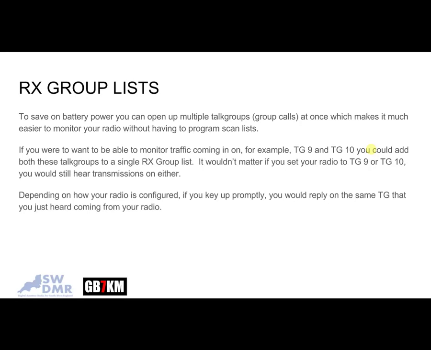If you want to be able to monitor traffic coming in on, for example, talk group 9 and talk group 10, you can add both those talk groups to a single receive list. It wouldn't matter if you set your radio to talk group 9 or talk group 10, you would hear the transmissions on either. If you set your radio to talk group 11 and talk group 11 is not in that receive list, you will not hear the transmissions on talk group 9 and talk group 10.